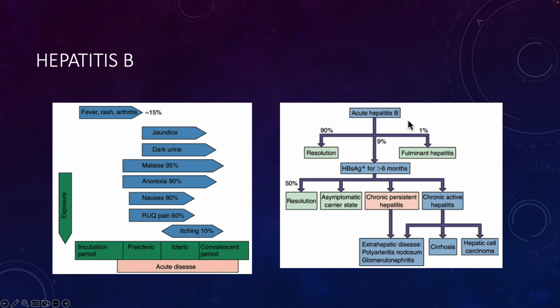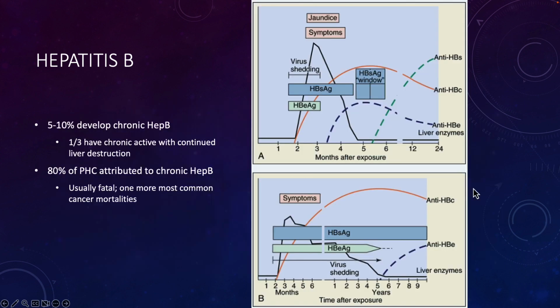So with acute hepatitis B, so you just got the infection, 90% of people are going to resolve it. 1% will have the abrupt onset of a very severe disease. That's the fulminant hepatitis. And then about 9% will be positive for more than 6 months. Half of those will eventually clear the infection. Some may be asymptomatic carriers, and some may develop either chronic hepatitis that's persistent or chronic that's active and can lead to cancer. So again, 5 to 10% of patients will develop chronic hepatitis B, and about a third of those will have continued active liver destruction.